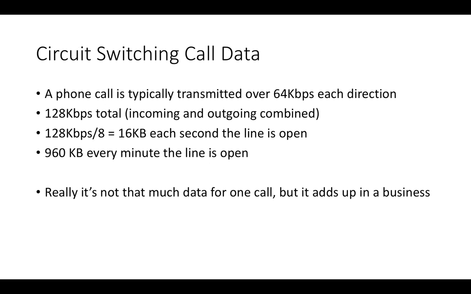If you look at how much data circuit switching uses, it's not very scalable, and it's not really ideal for us. On a circuit switched phone call, it's typically transmitted over 64 kilobits per direction. So 64 kilobits outgoing, 64 kilobits incoming, creates a 128 kilobits per second phone call. If you do 128 kilobits divided by 8, that's 16 kilobytes every second that phone call is open, or about a meg every minute that the phone line is open. Really, that's not much data. If you had a lot of people in a call center, we're talking a decent amount of data, but not unmanageable, and still not the most efficient way of doing things.